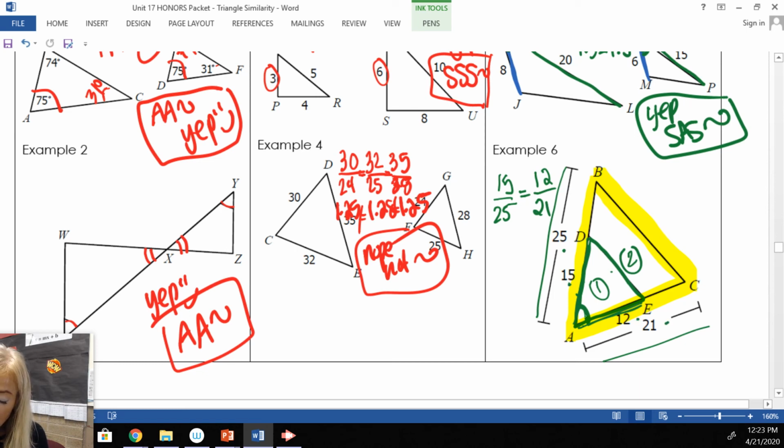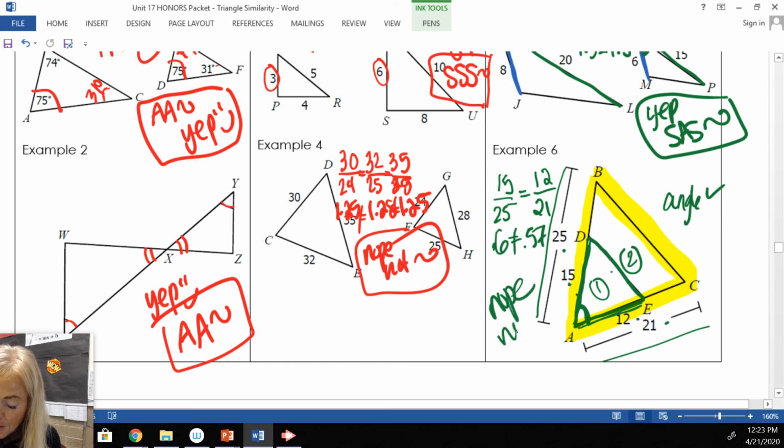All right, and we do have the included angle. It's the same exact angle. It's a reflexive angle, but therefore still congruent. So our included angle is a check, but 15 divided by 25 and 12 divided by 21, we need to have equal. This is 0.6, and this is 0.57. Not equal, so nope. Not similar, and it's just because my sides were not proportional, were they?